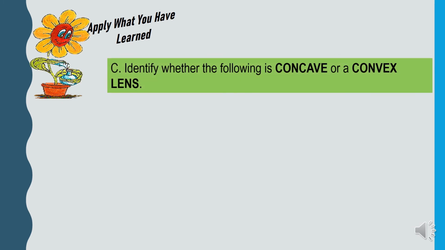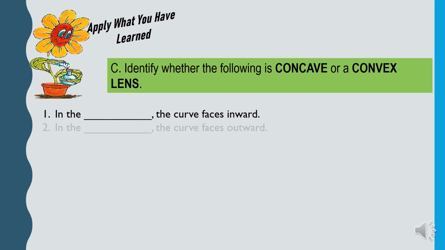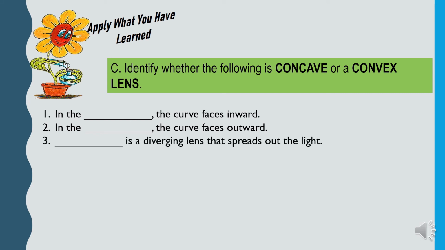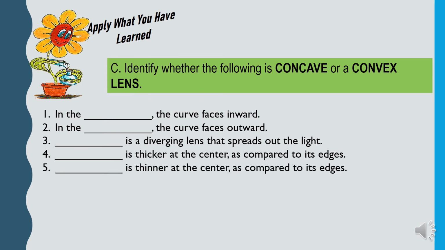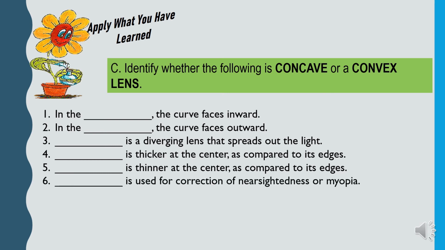C. Identify whether the following is a concave or a convex lens. 1. In the blank, the curve faces inward. 2. In the blank, the curve faces outward. 3. Blank is a diverging lens that spreads out the light. 4. Blank is thicker at the center as compared to its edges. 5. Blank is thinner at the center as compared to its edges.